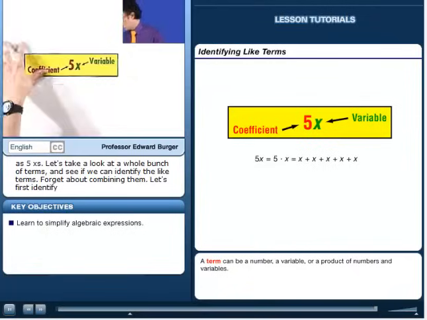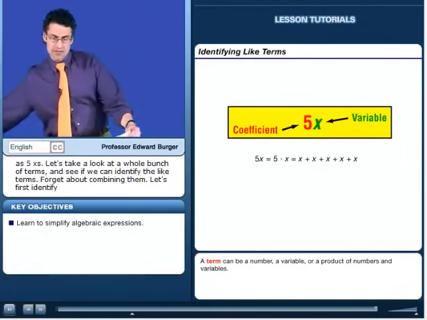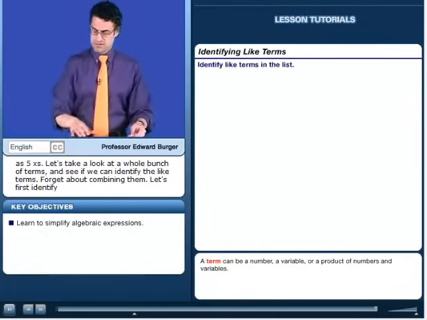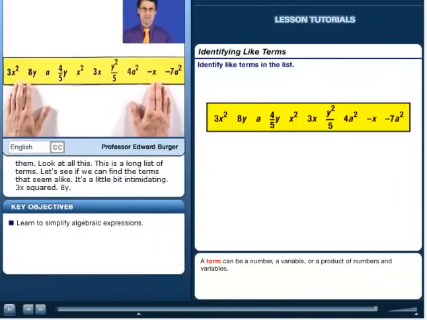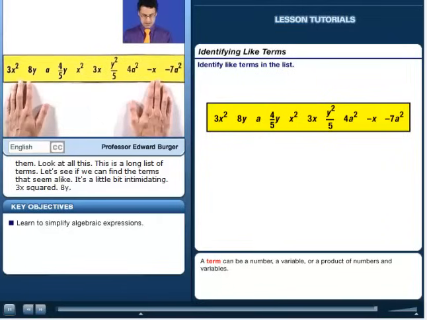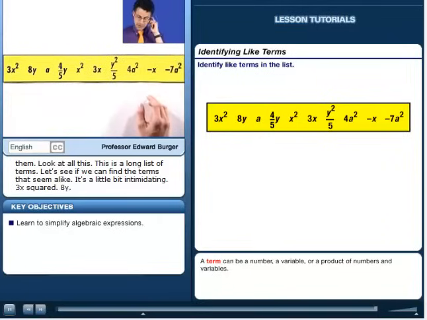So let's just take a look at a whole bunch of terms and see if we can identify the like terms. Let's forget about combining them. Let's just first identify them. Look at all this. This is just a long list of terms, and let's see if we can find the terms that seem alike. Well, when you look at this, wow, it's a little bit intimidating, right?